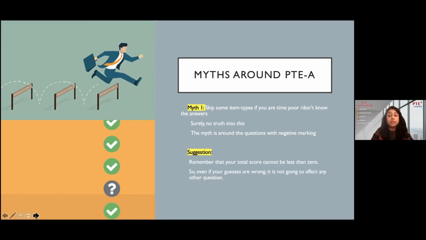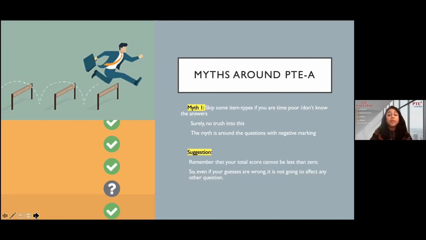So even if your guesses are wrong, it is not going to affect any other question. If one question has negative marking and you give a wrong answer, that negative marking is not going to impact any other question in the PTE. You just get negative marking for that specific question. So we have negative marking in reading, multiple choice, multiple answer. We have negative marking in listening, multiple choice, multiple answer. We have negative marking in highlight incorrect words in the listening section as well.